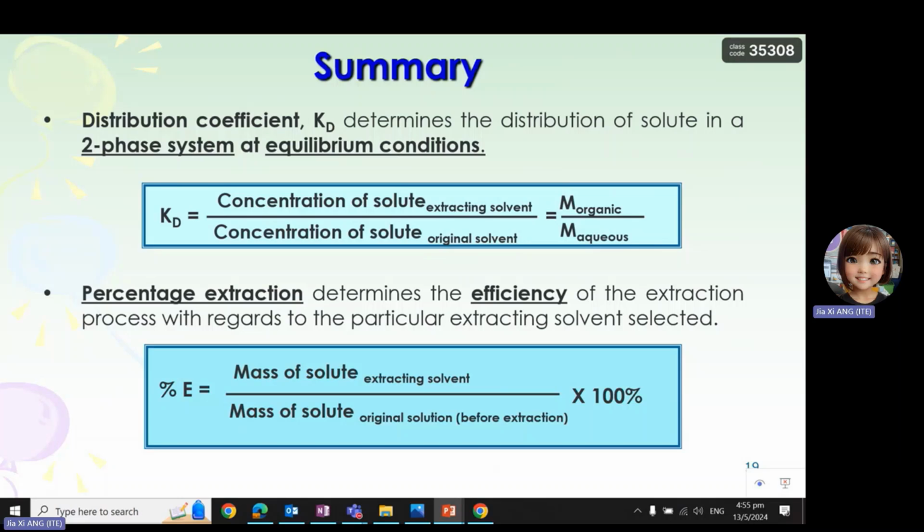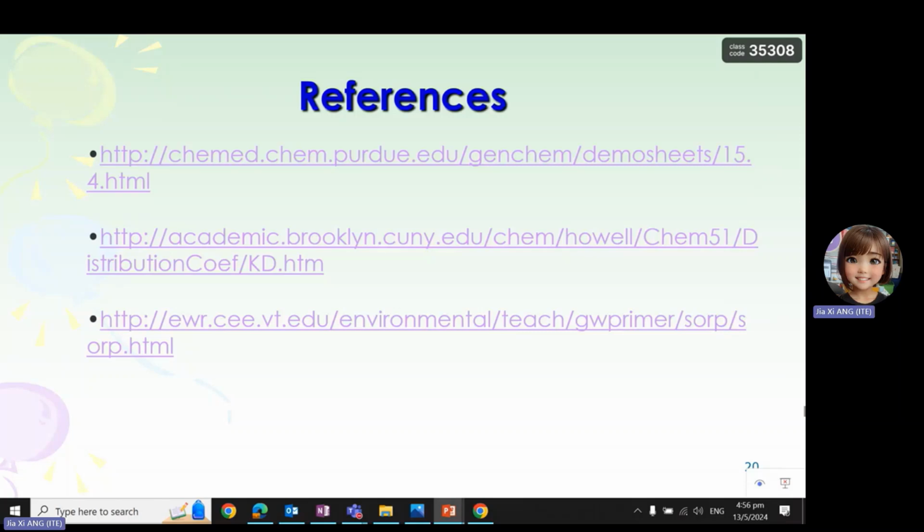These are the two equations that we learned, and then we also did some examples on how to calculate, for example, the KD. So KD refers to the concentration of solute in the extracting solvent divided by concentration of solute in the original solvent. And for percentage extraction, this helps us to calculate the efficiency of the extraction. So we take the mass of solute in the extracting solvent divided by mass of solute in the original solvent before extraction. That means it's the total amount of the solute in the solvent before you do your liquid-liquid extraction. With this, I shall end my lecture 4.